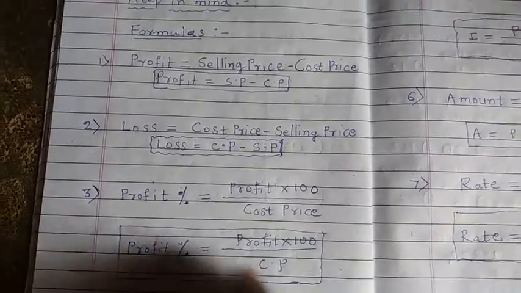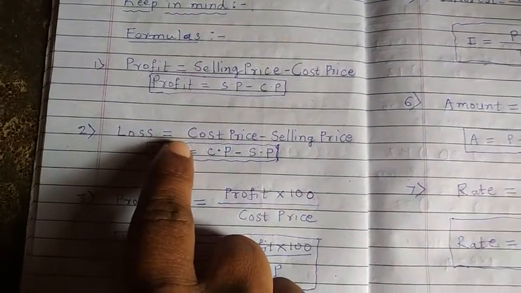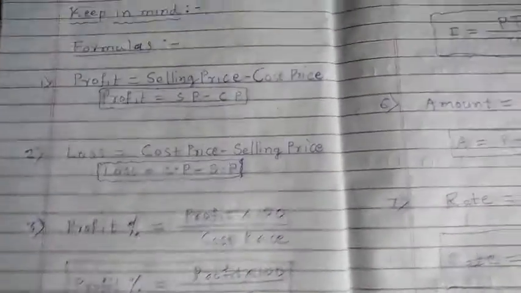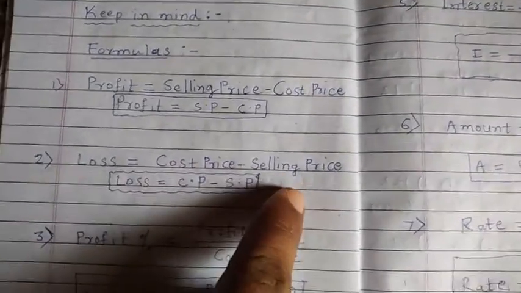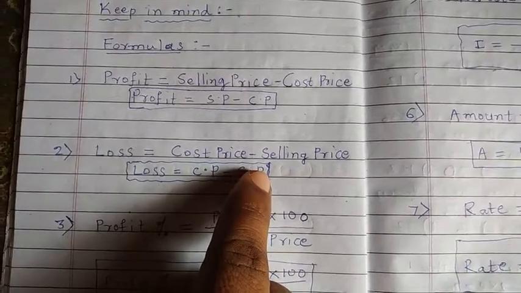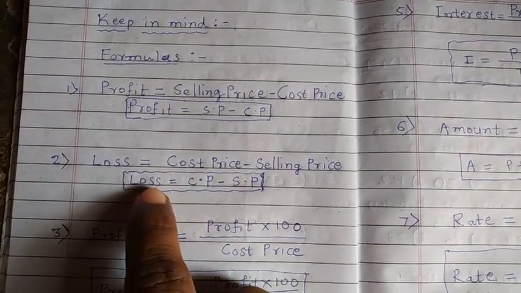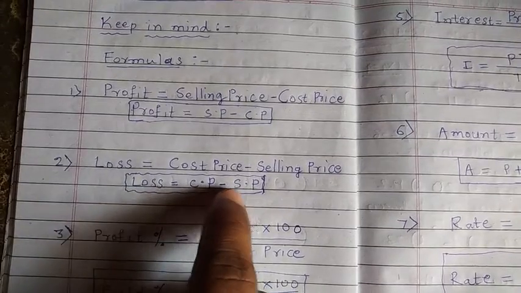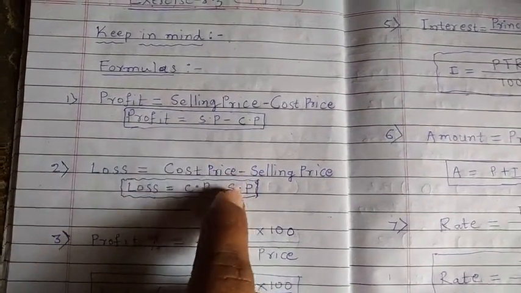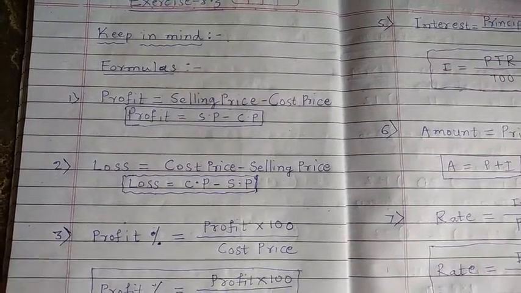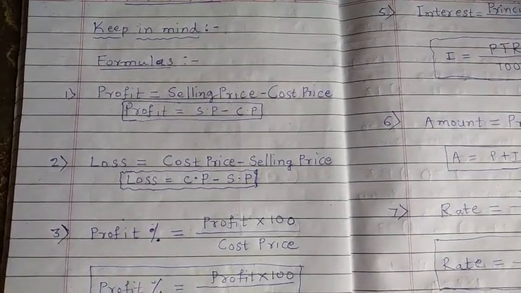The second one is loss. Loss is equal to cost price minus selling price. This is the second formula. We shortcutly write this as loss is equal to CP minus SP. We use this formula to find the loss.